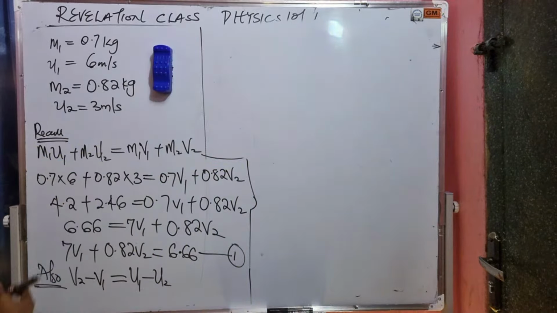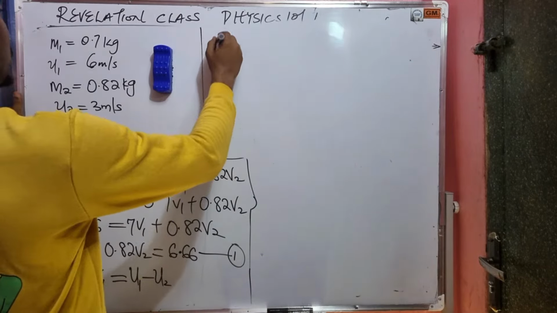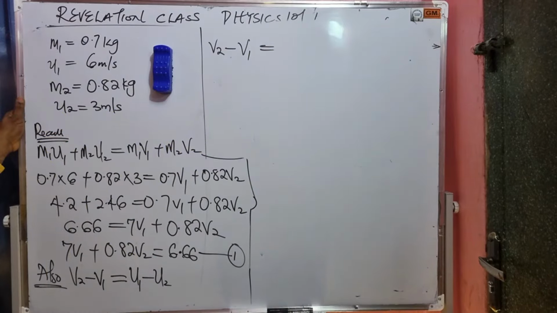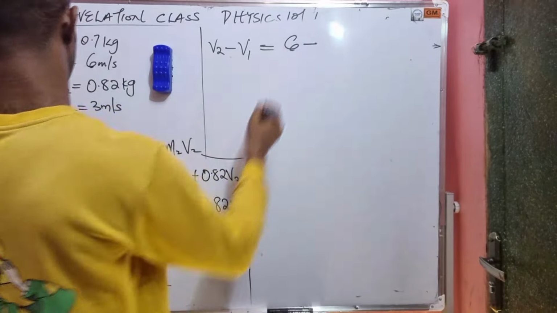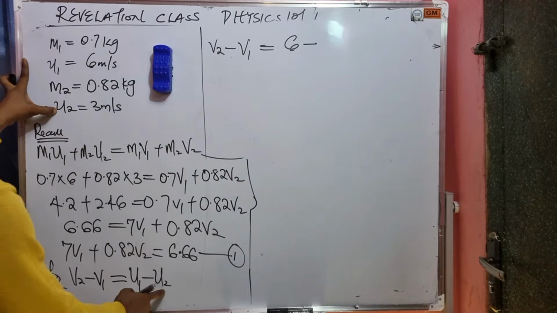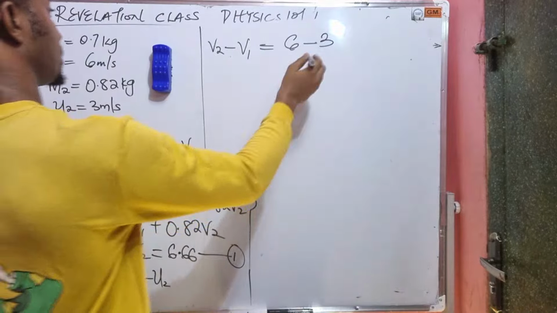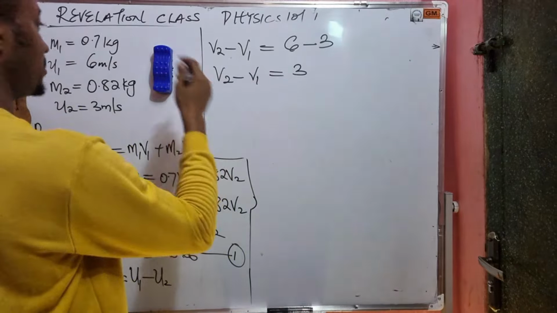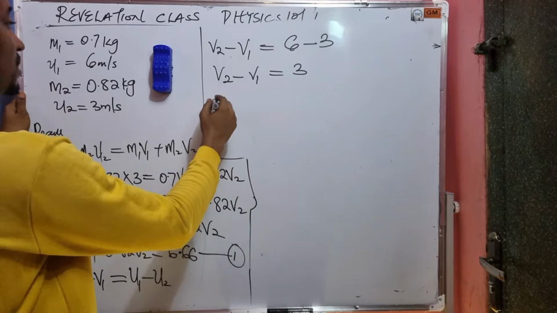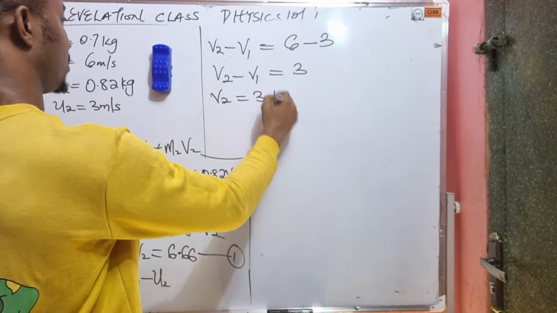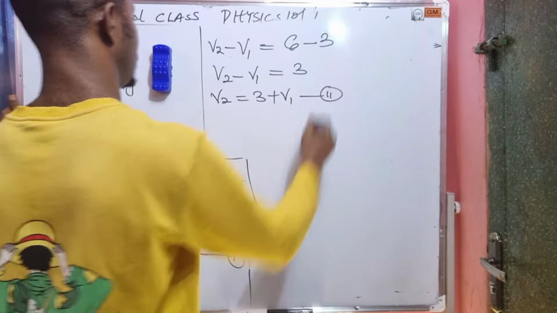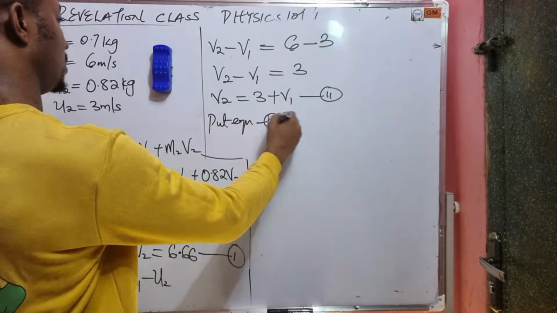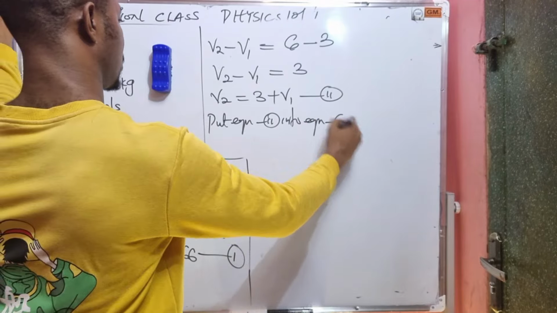All right, so let's solve further. This will give us V2 minus V1 equals our U1, which is 6, minus U2. U2 is 3. So this will give us V2 minus V1 equals 3. The next step is to make V2 the subject of the formula. So V2 becomes what here? 3 plus V1, equation 2. Is that clear? Now I'll put equation 2 into equation 1.